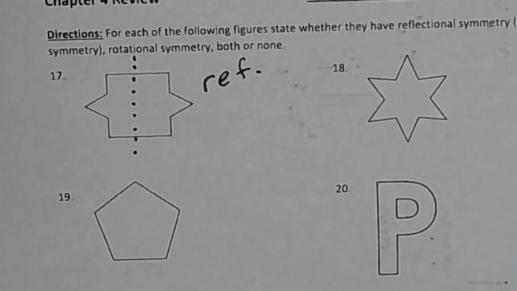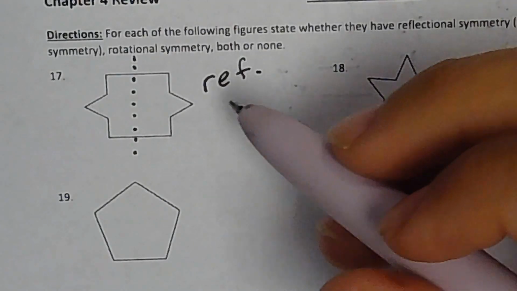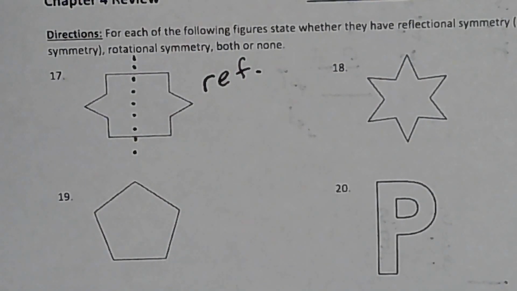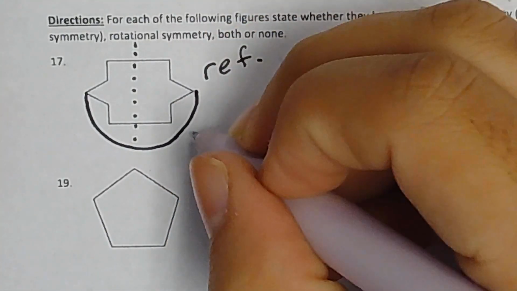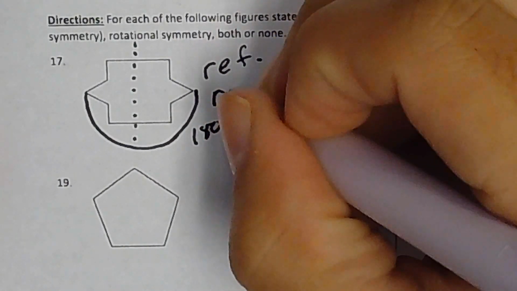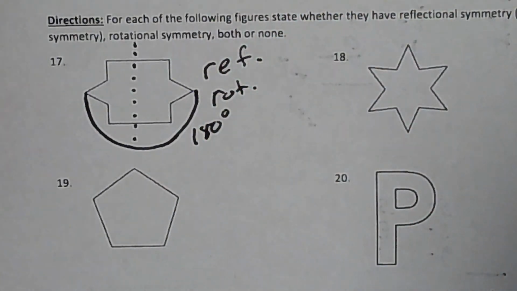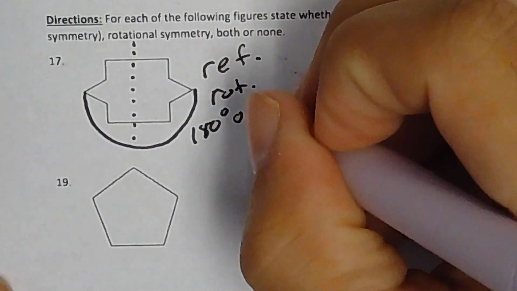The other kind of symmetry is rotational symmetry. If I rotated this a certain number of degrees, would it look the same? So if I turn this 180 degrees, would it look the same? Yes. So it has rotational symmetry. Now, because it can only turn 180 degrees, that means it has order 2. You can only turn it twice and it looks like the original. So it has order 2.